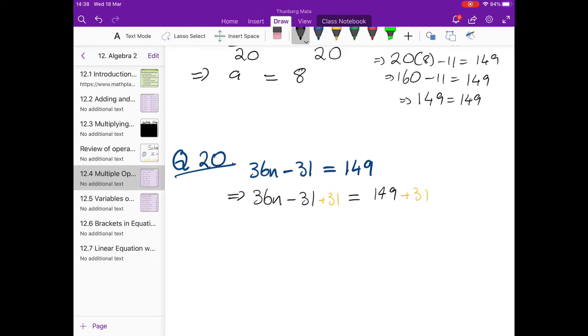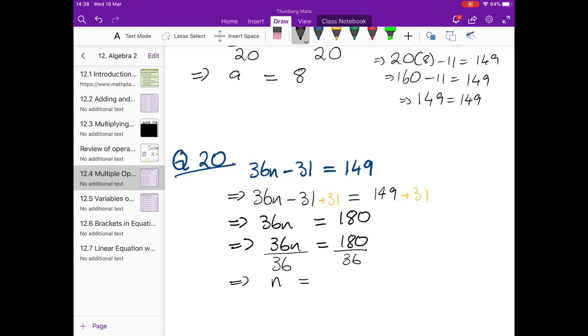And once I add 31 to both sides, I'll be left with 36n minus 31 plus 31, which will leave me with nothing, is equal to 149 plus 31. So that will be 180. So then I have 36n is equal to 180. And then what I will do is take that 36n, divide it by 36, take the 180 and divide it by 36, and I'll find out what n is equal to.